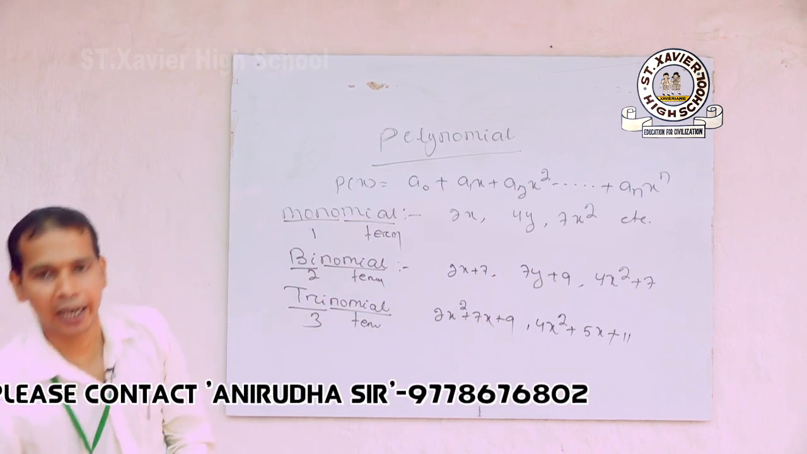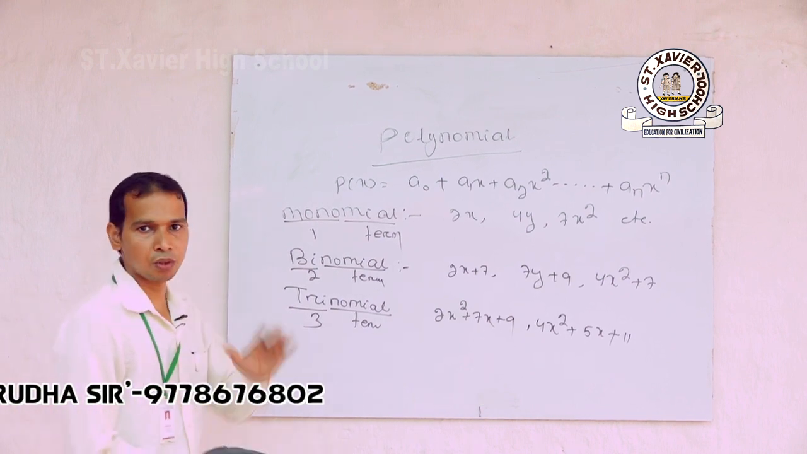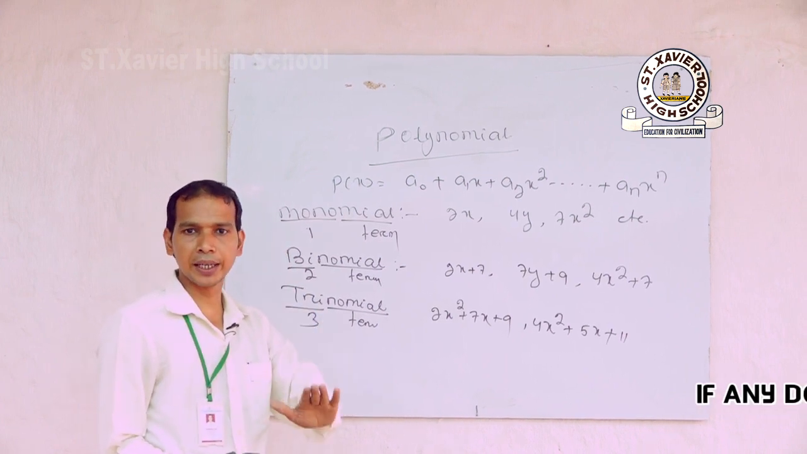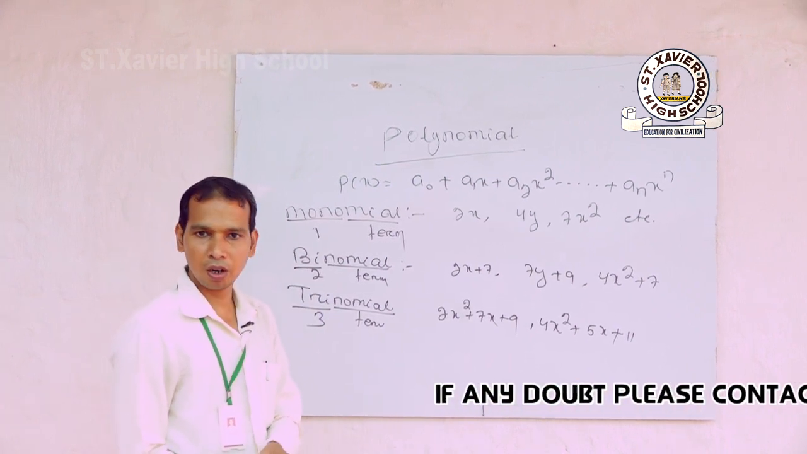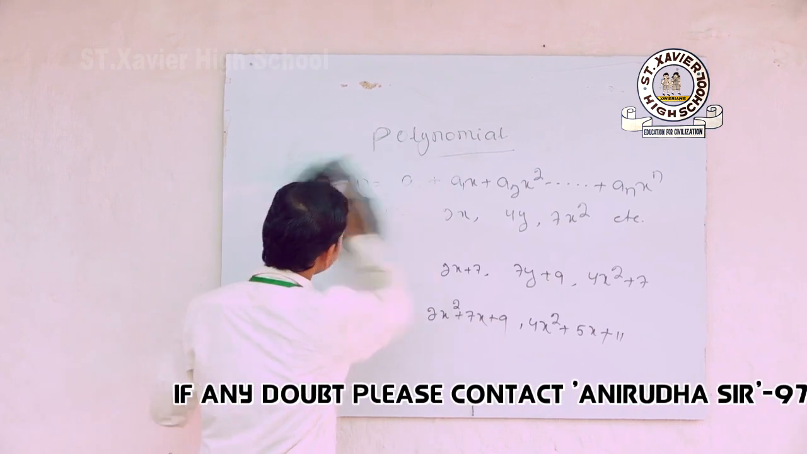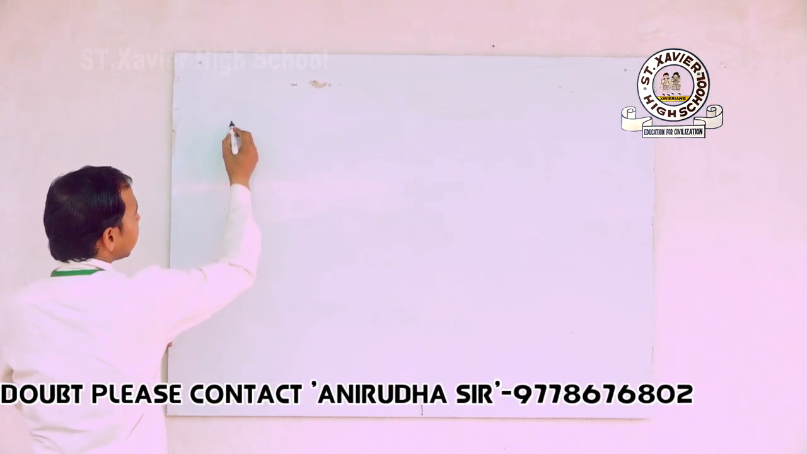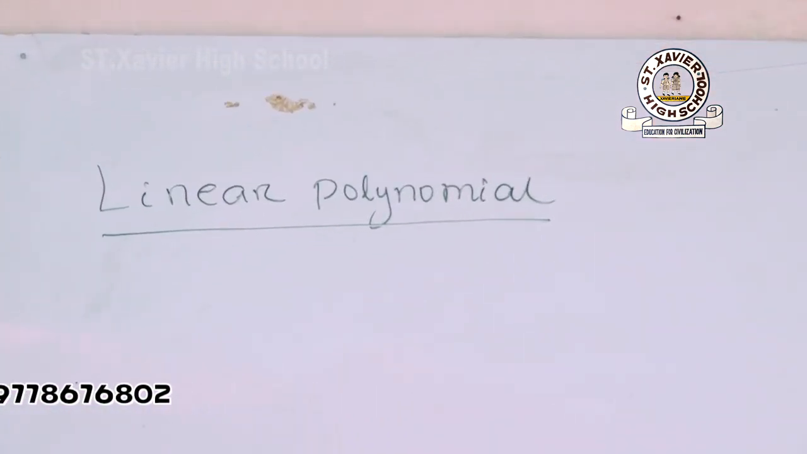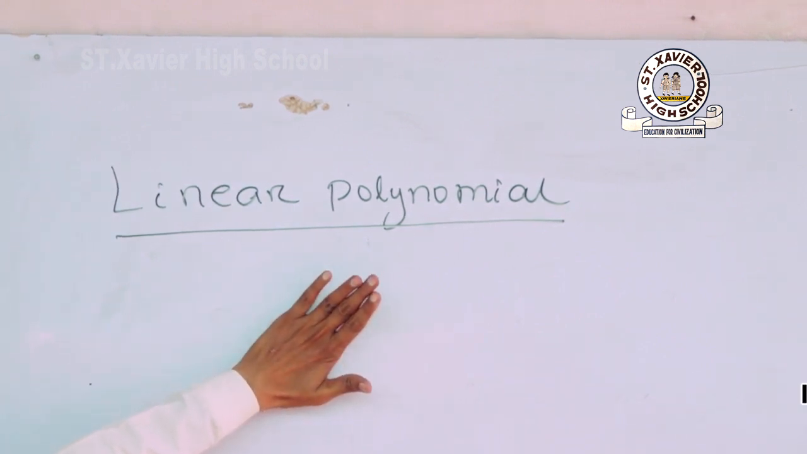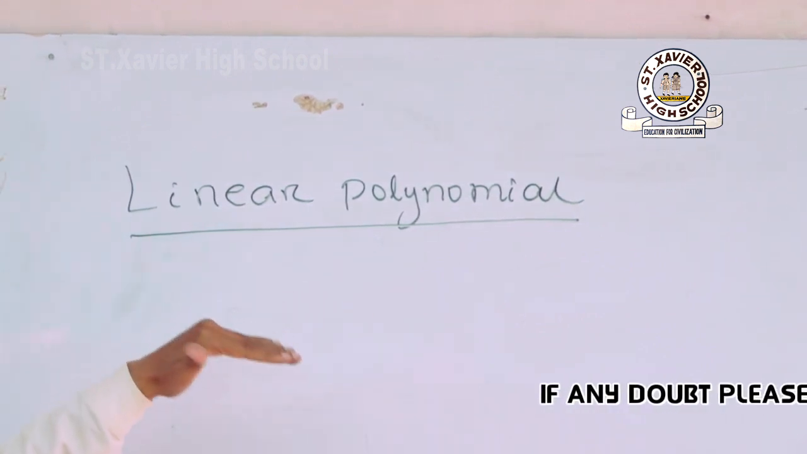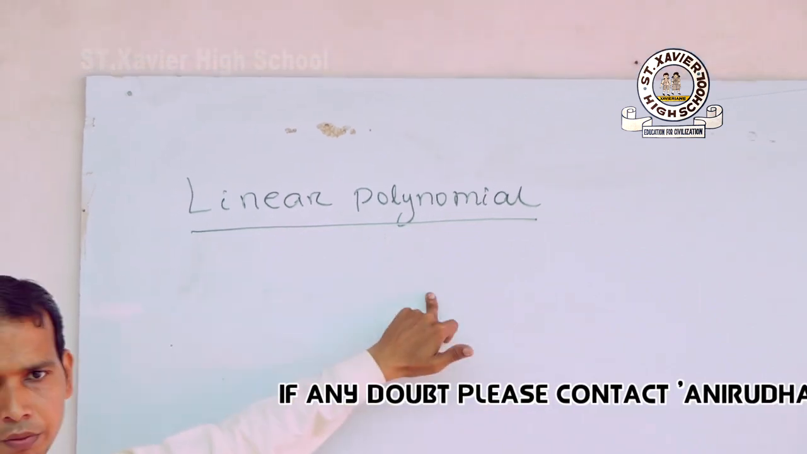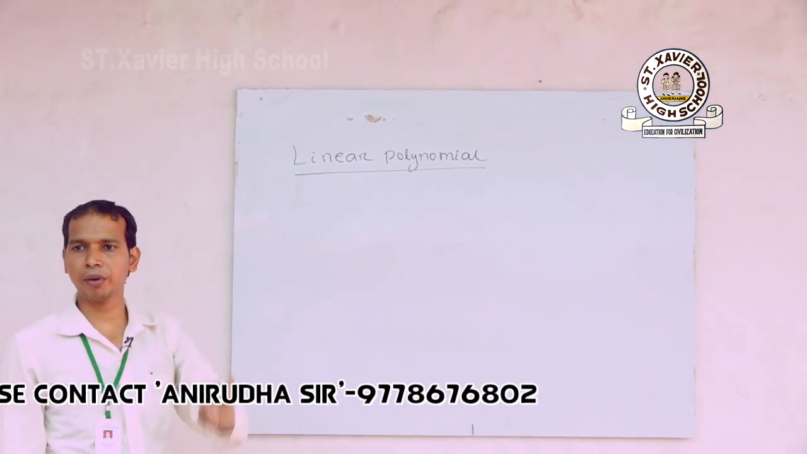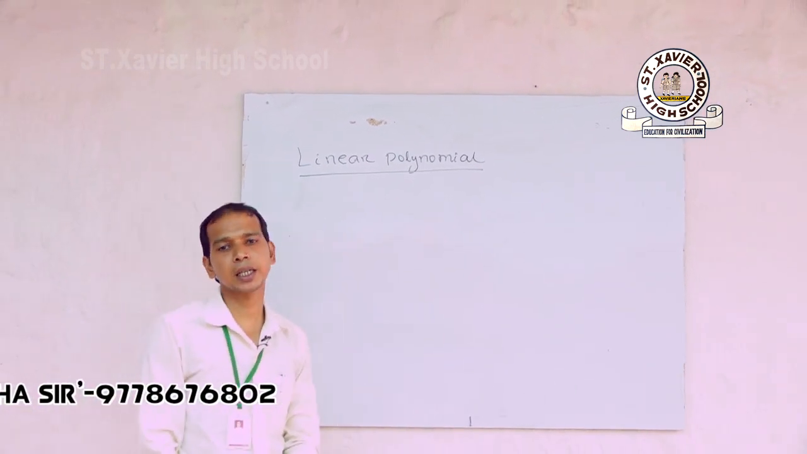Then according to the power or degree of the variable, polynomials are of different types. First, linear polynomial. An algebraic expression in which the maximum power of the variable is 1, that is a linear polynomial.